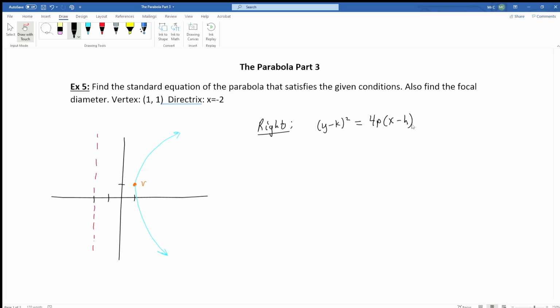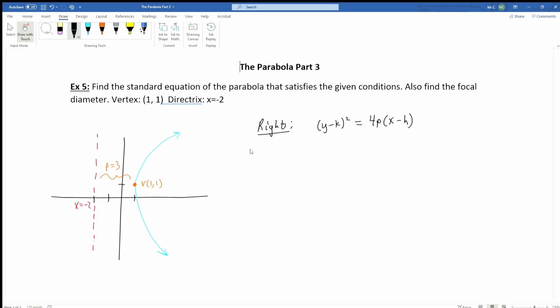Now, the vertex, as always, is a distance of p away from our directrix, which in this case is x equals -2. So from x equals -2 to 1, that's 1 minus -2, that's 3. So our distance for p is 3.